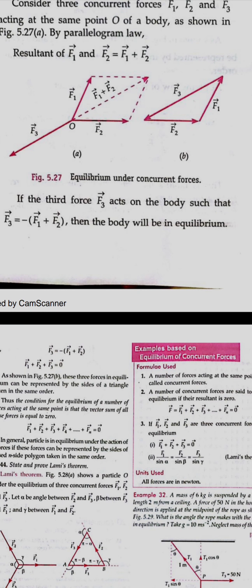Then only the body can be in equilibrium, because all three forces act together at the same point and the balanced resultant force should be 0. Then only the body will be in equilibrium. So F1 plus F2 plus F3 will be equal to 0.